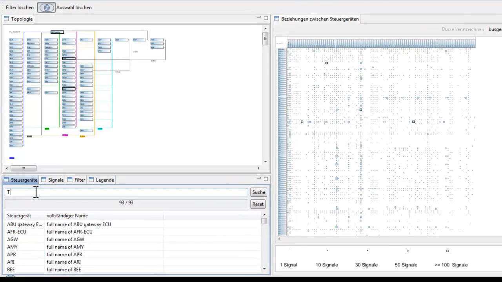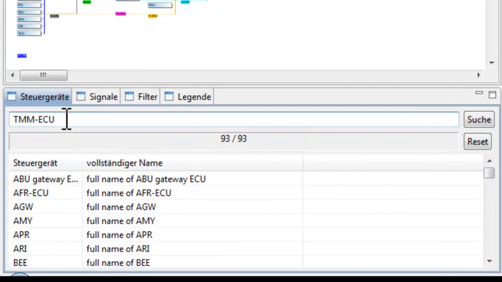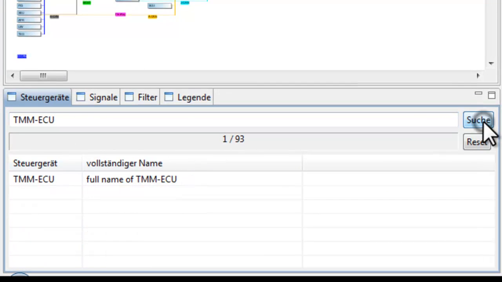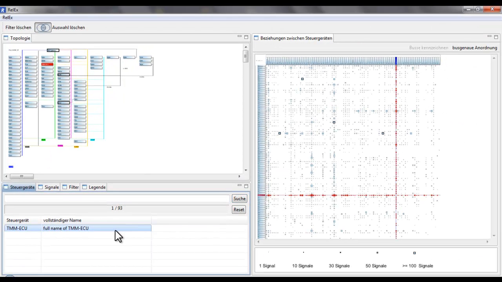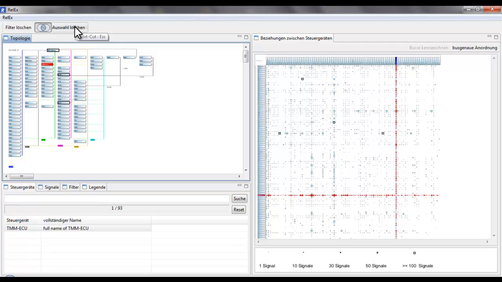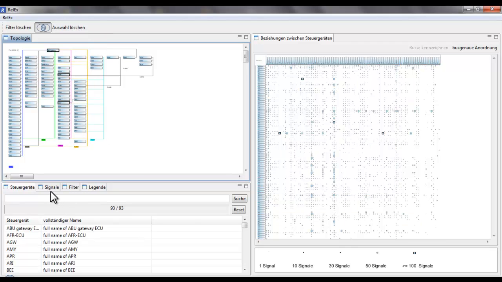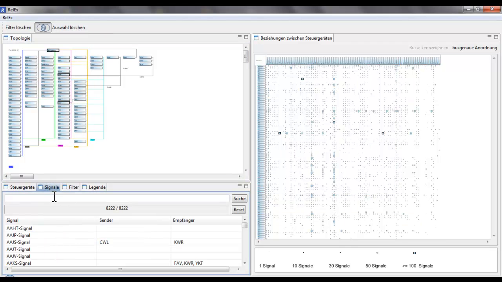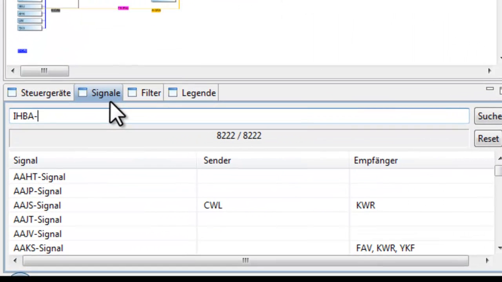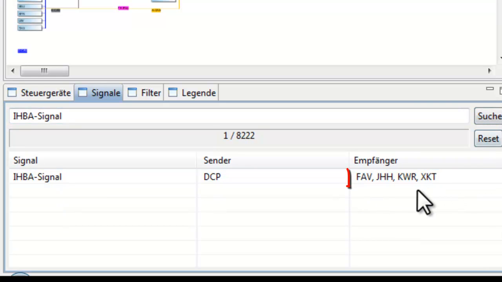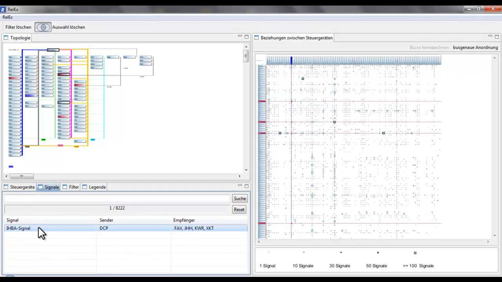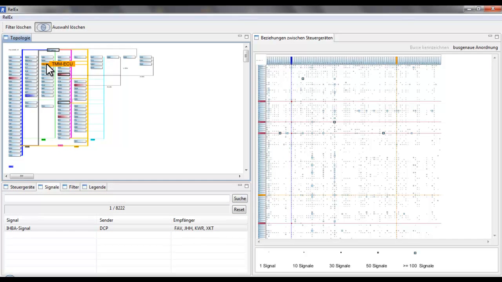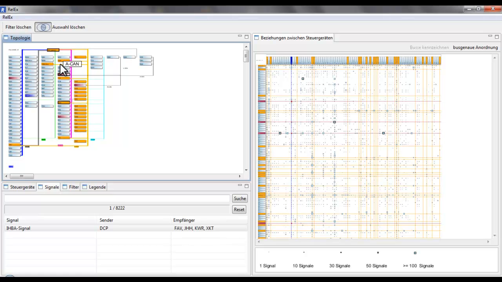Our target user Tom, for instance, gets a change request that the TMM ECU needs to receive a certain signal. First, he verifies that the signal is not already received by this ECU by looking up the signal in the signal list. From the list, he indeed sees that the TMM ECU is not receiving this signal. He clicks on the signal, which highlights all sending and receiving ECUs, as well as bus systems which transport this signal in all other views.